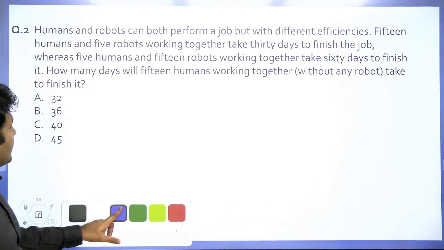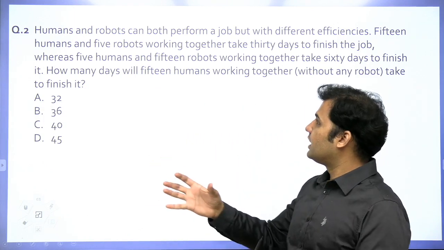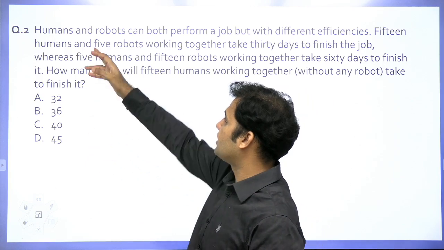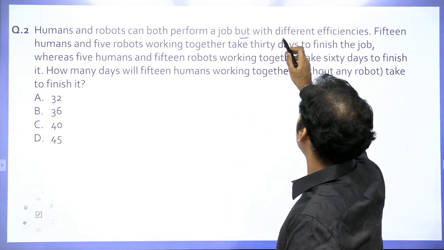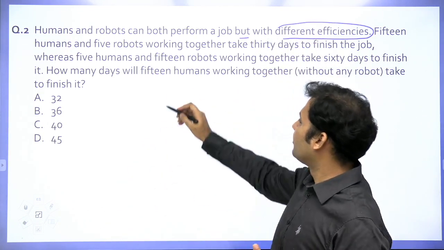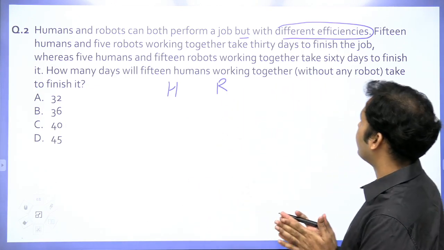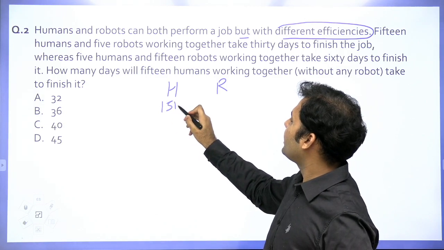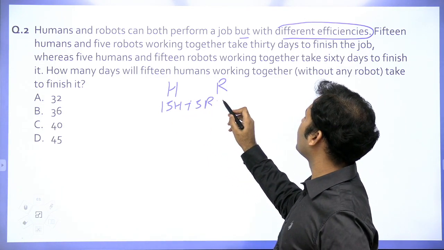You can see here in this question, what do we have? There are a group of persons who are working, right? And they are of different efficiency. Read the question, guys. Human and robots can both perform a job, but with different efficiency. So two types of labor is working. One is human, one is robot, and the efficiency of humans and robots are different. 15 humans and 5 robots working together can finish the work in 30 days.